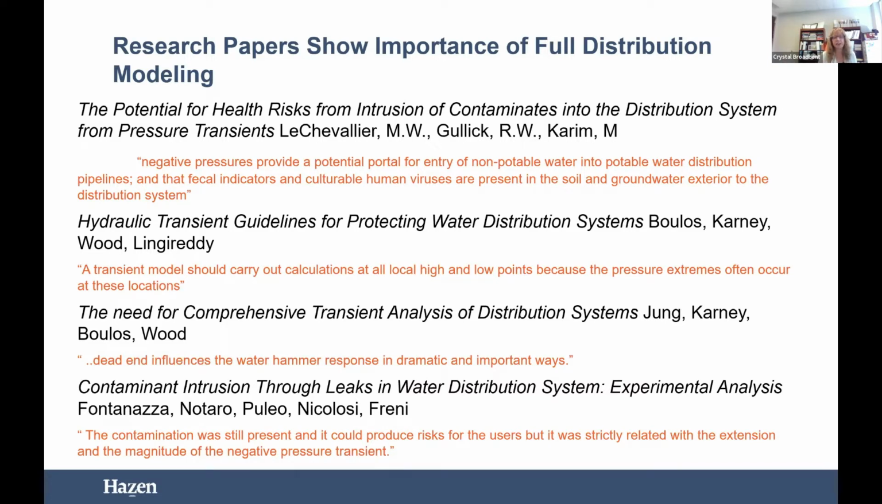Again, I'll just read the titles: the potential for health risk from intrusion of contaminants into distribution systems from pressure transients. Again, it talks about hydraulic transient guidelines for detecting water distribution systems. And also one was this one here, the need for comprehensive transient analysis, which talks about how the dead ends influence. So we will actually see that the pressures will go out into the distribution system, and when they reach the dead ends, it can have a huge impact on what's happening in the pressures and the transients as it migrates back towards your pump stations. And then another article talked about contamination intrusion through leaks in the distribution system.